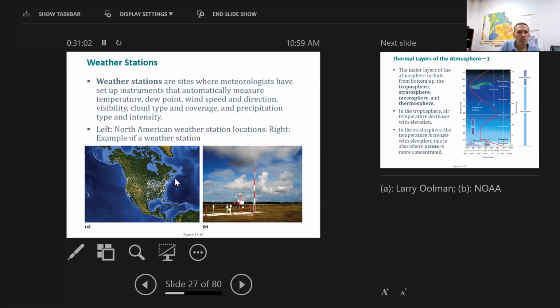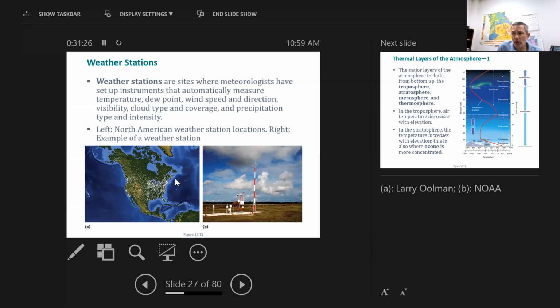And then at these weather stations throughout the United States, measuring in North America and South America, it's measuring the atmospheric conditions at the landscape, or shortly right above the Earth's surface.